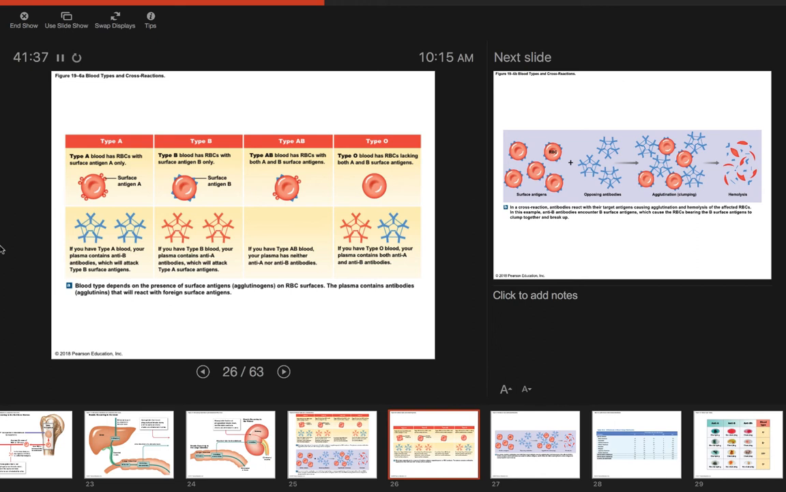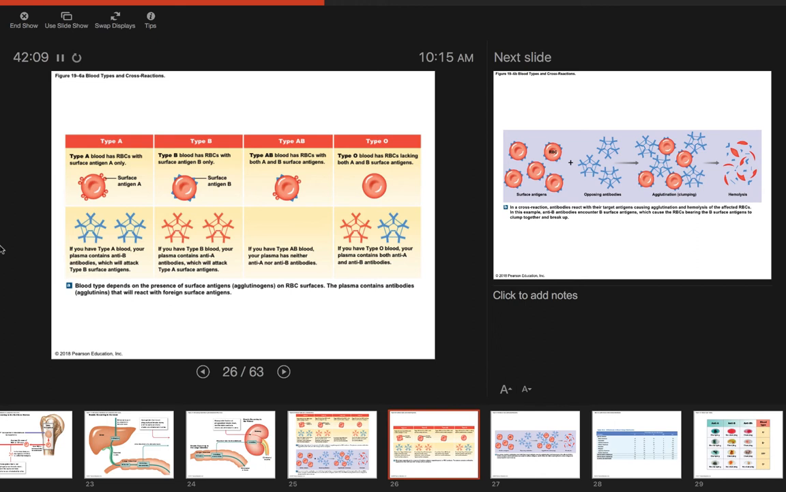Okay. Let's look at type AB. Type AB has both the A antigen and the B antigen. You cannot give that cell to any person that has the A antibody or the B antibody. So who can you give type AB to? Only AB, right? Because it's the only type that doesn't have the antibodies.